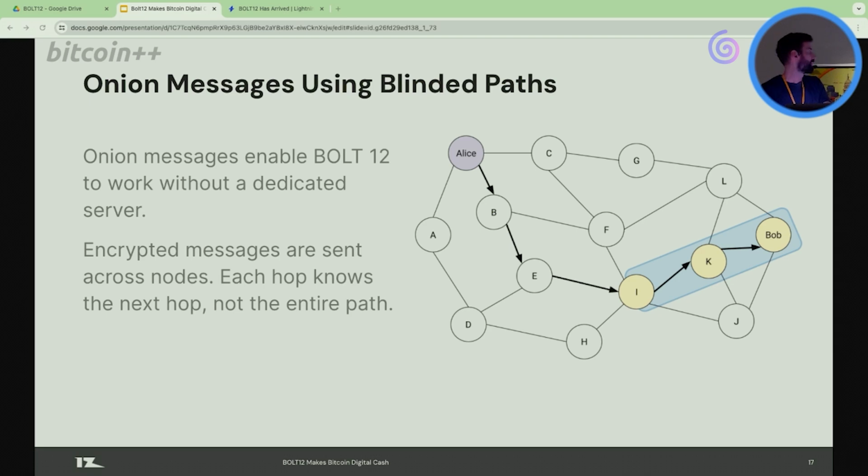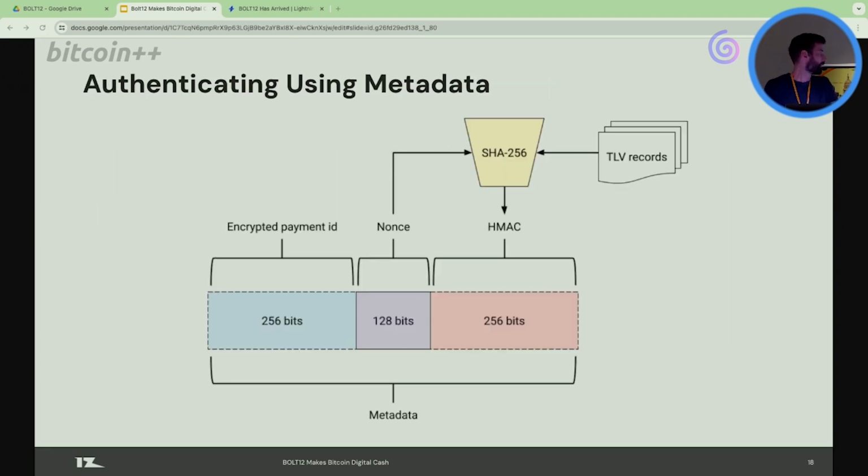Like I mentioned earlier, when a node is handling an onion message, it knows where it came from because they just delivered it to them, and it knows where to go next, but it doesn't know where it is along the path. So this is important for privacy, of course. All right, a time check. I think I've got at least 15 minutes, so I'm going to keep going.